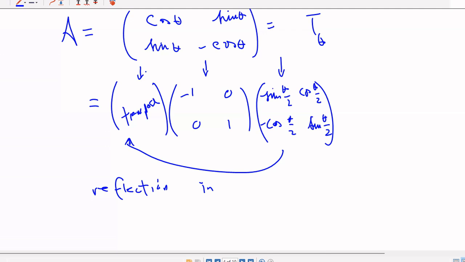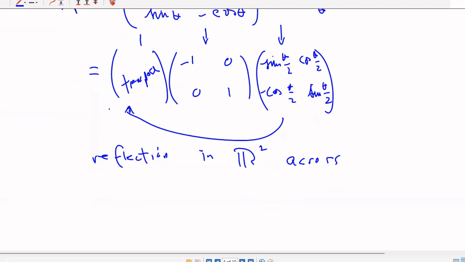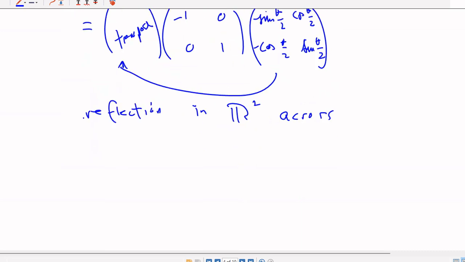And then what this really means is it's a reflection in R2 across what axis? X equals Y or no? Well, no, this is first rotating, then reflecting, and then an opposite rotation. So it's not a reflection across the x-axis, or the y-axis, but across an axis at an angle theta over 2.